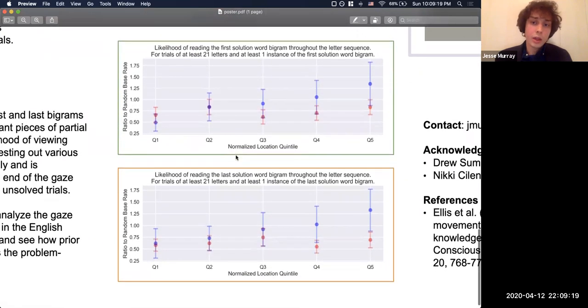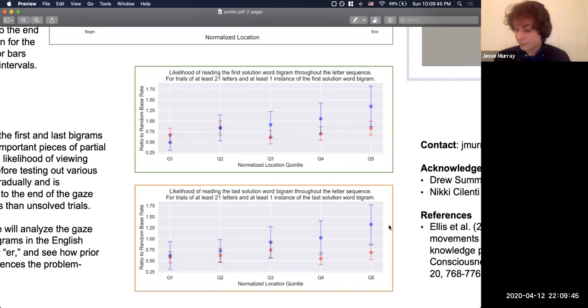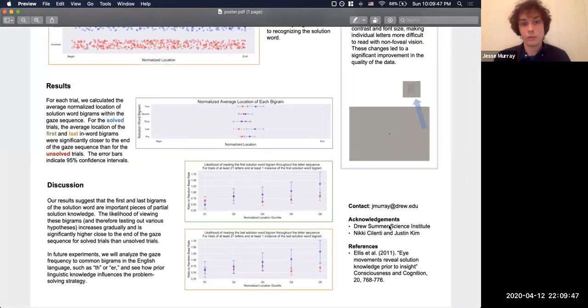Another thing you can see is that the probability of looking at the first and last bigrams increases dramatically across the letter sequence data and becomes significantly higher for solved trials than for unsolved trials around the fourth to fifth quintile. Same thing for the last bigram of the solution word. So this was a nice result.